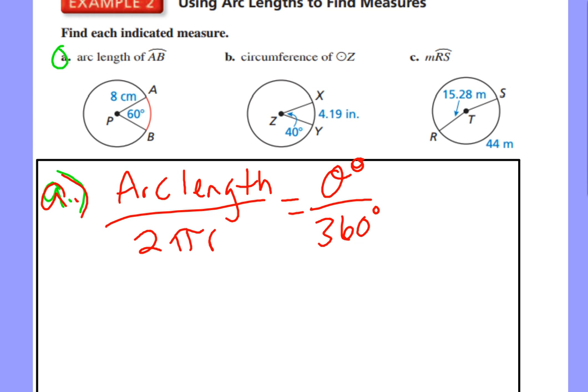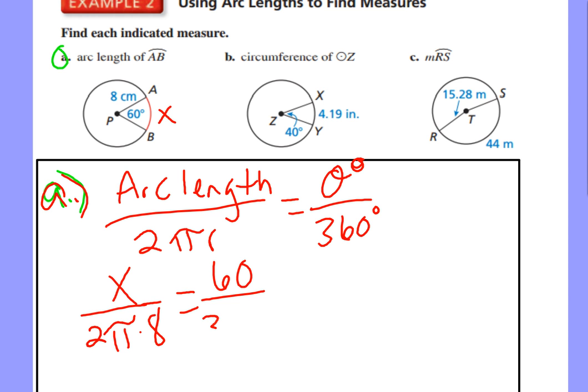All right, well, remember, this is a central angle. This central angle will equal its corresponding measure of its arc. So the arc will also be 60 degrees, not 360, 60 degrees. And so the arc length, I'm going to call it x for now. So x over 2 pi, and our radius is 8, so I'm going to substitute 8 in there, is equal to 60 over 360.